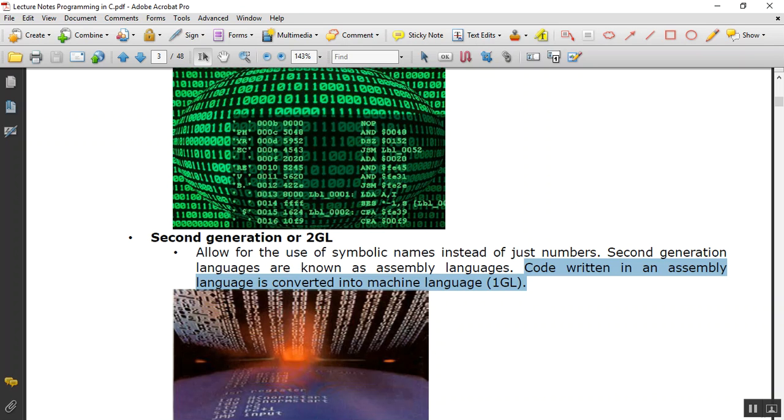So code written in assembly language is first converted into machine level language, and for this we require an assembler. The program which will convert this assembly language program into machine level language is known as assembler. Do you remember it?